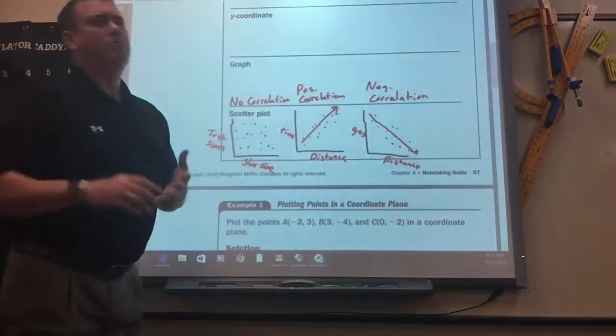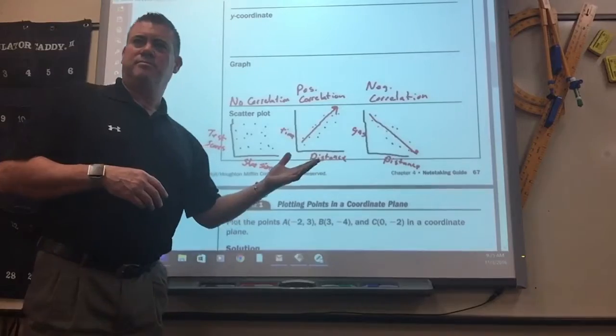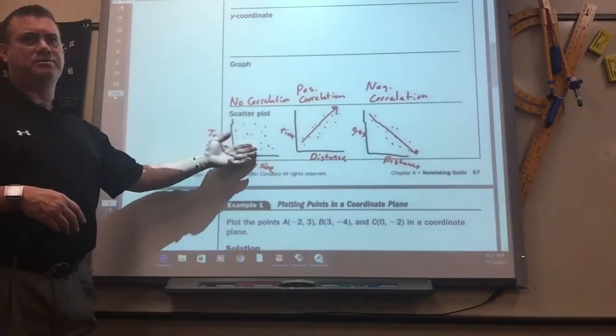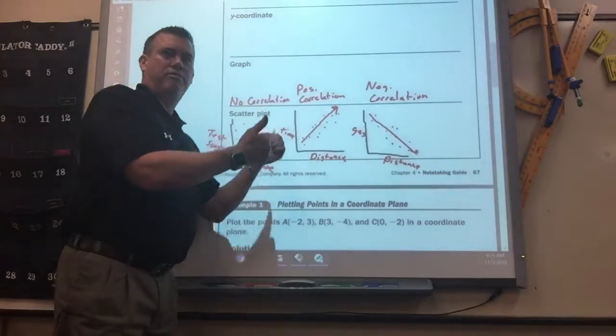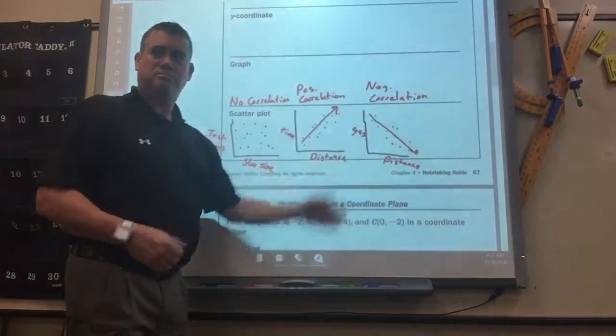So that's what you need to know. When they ask you to interpret a scatter plot, it's either going to be no correlation, or both of them are going up, or one's going up and the other one's going down. Okay?